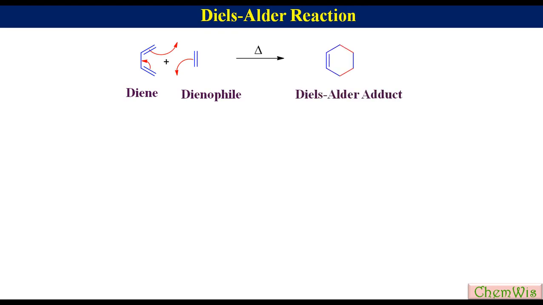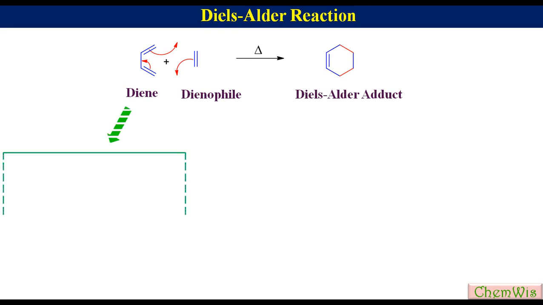Diels-Alder reaction is a pericyclic reaction. It's a 4+2 cycloaddition reaction between a conjugated diene and a dienophile under thermal condition to produce a 6-membered cyclic adduct.